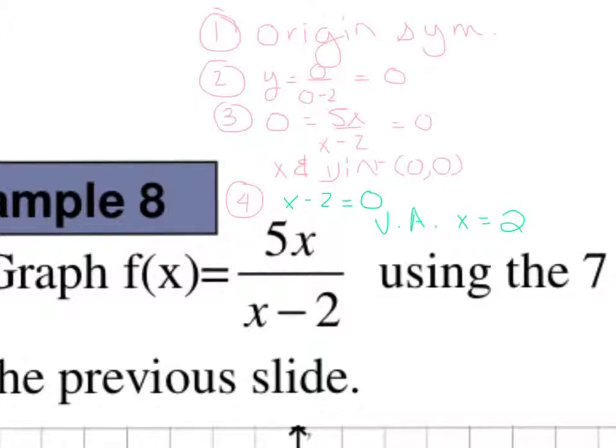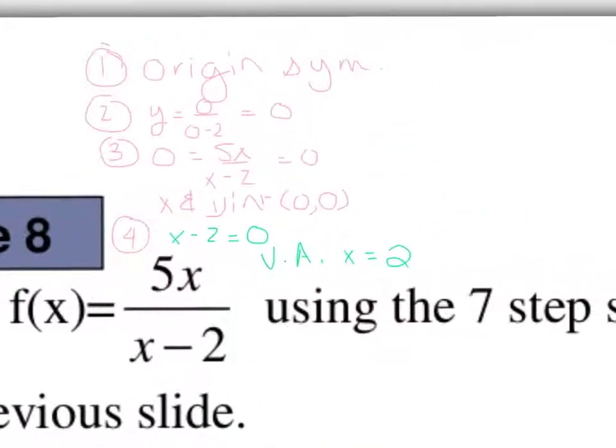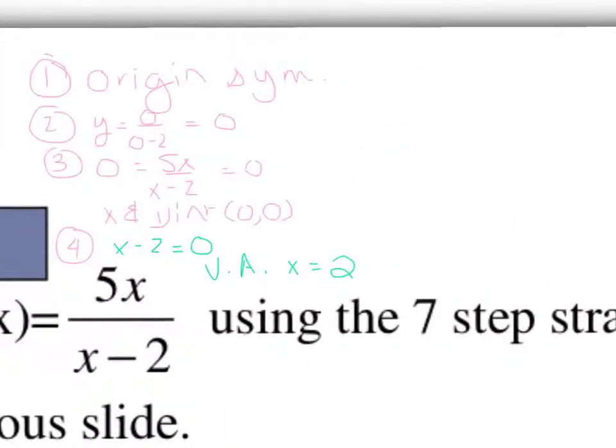My horizontal asymptote, remember we want to look at the degree of the top in comparison to the degree of the bottom. They're the same. That means that you take your leading coefficient of the top, 5, and the leading coefficient of the bottom, which is 1. So y equals 5 over 1, or 5, is your horizontal asymptote.